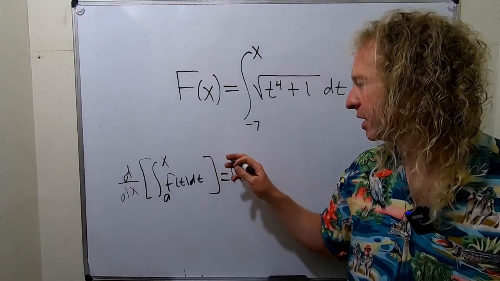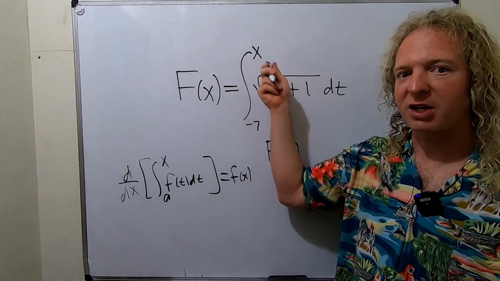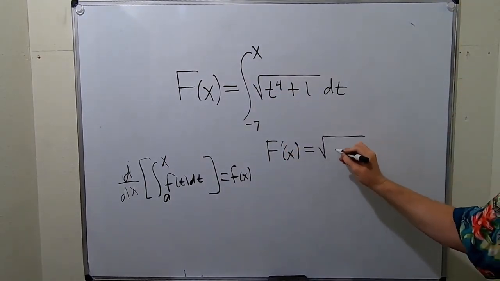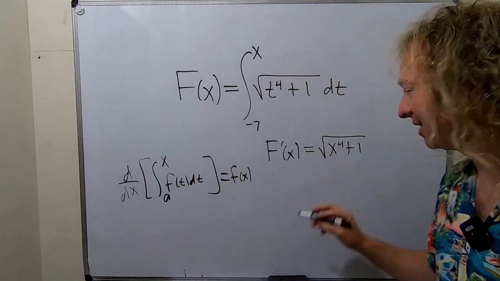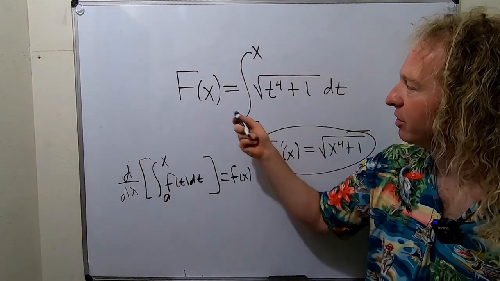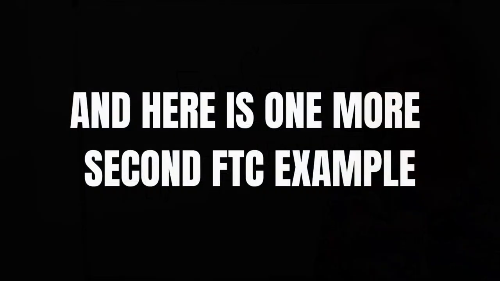So in this case, when we take the derivative, all you do is you put the x where the t is. So this will be equal to the square root of x to the fourth plus 1. And that's it. That is the final answer. So whenever you have an x and a number here and you take the derivative, just put the x where the t is, and that's it. Take care.